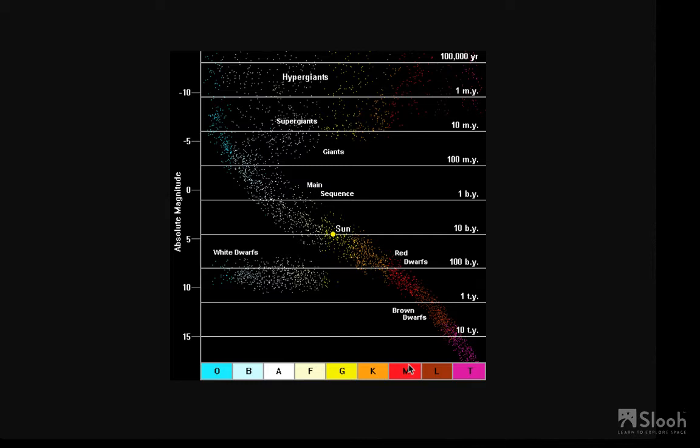So Proxima Centauri is an M5.5. It has a surface temperature of about 3,000 Kelvin. It's about 7 times smaller than our sun, and it's only 1.5 times bigger than Jupiter. So it really falls into that brown dwarf category, and it has a planet around it.